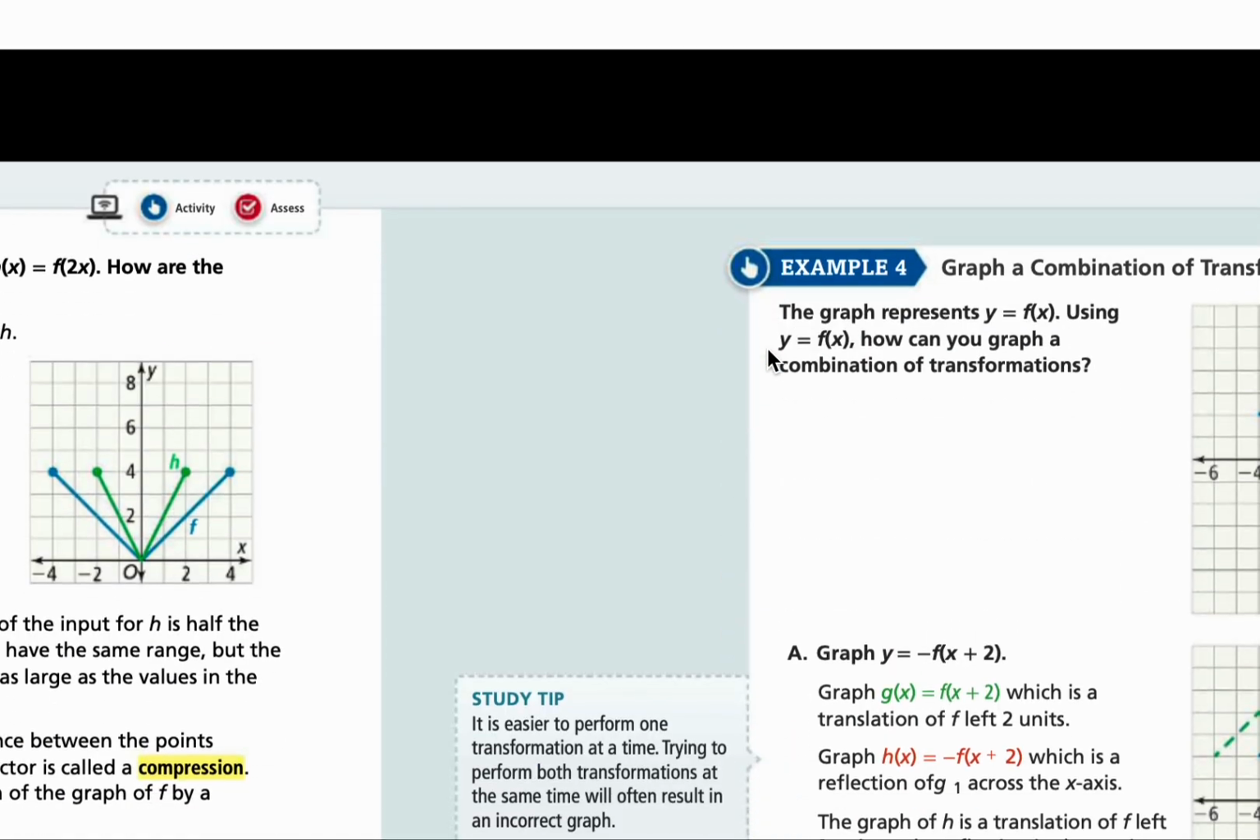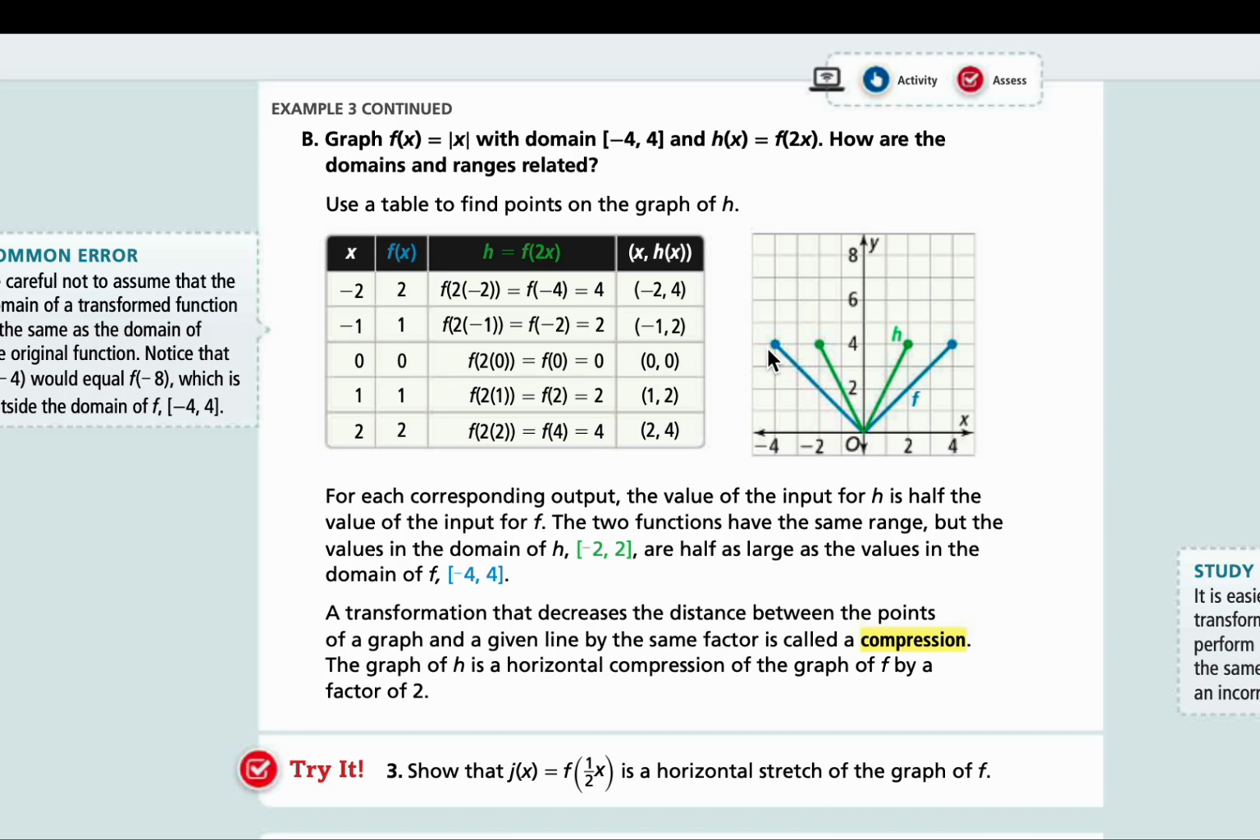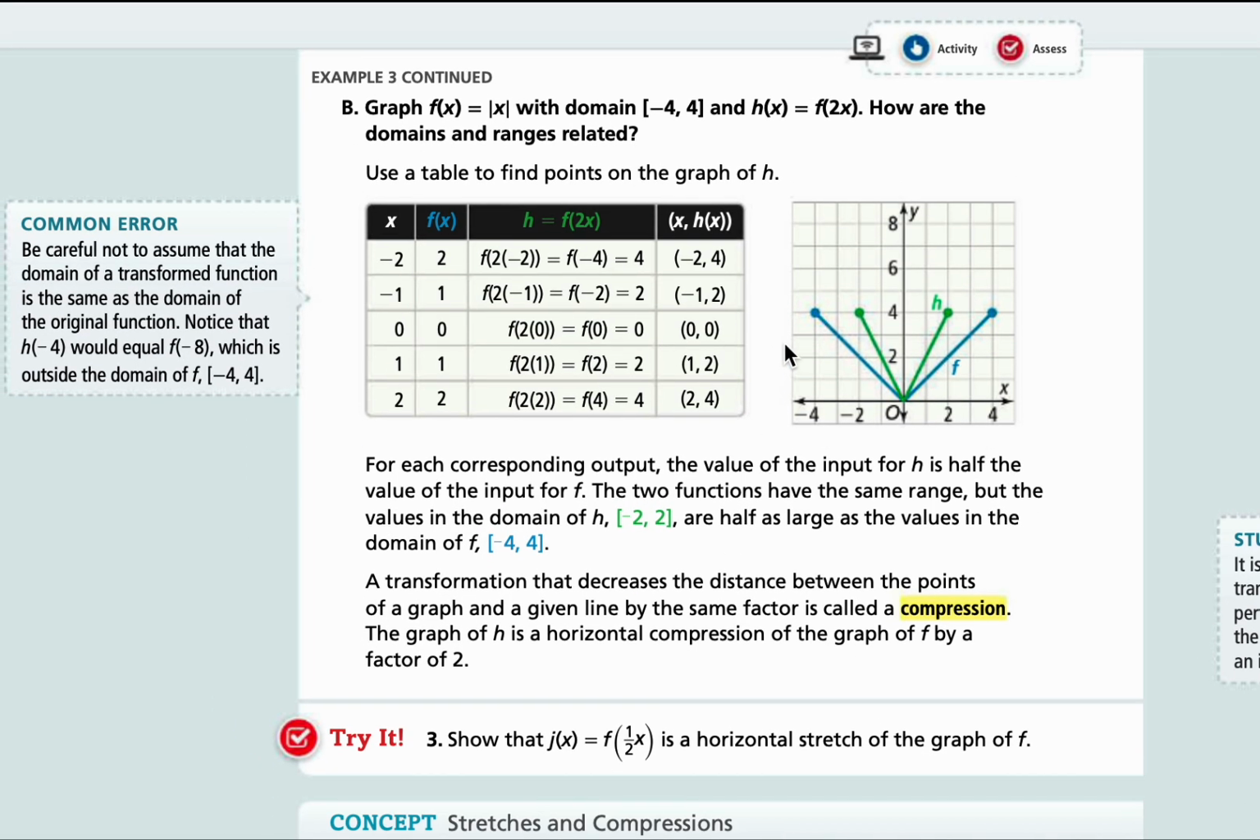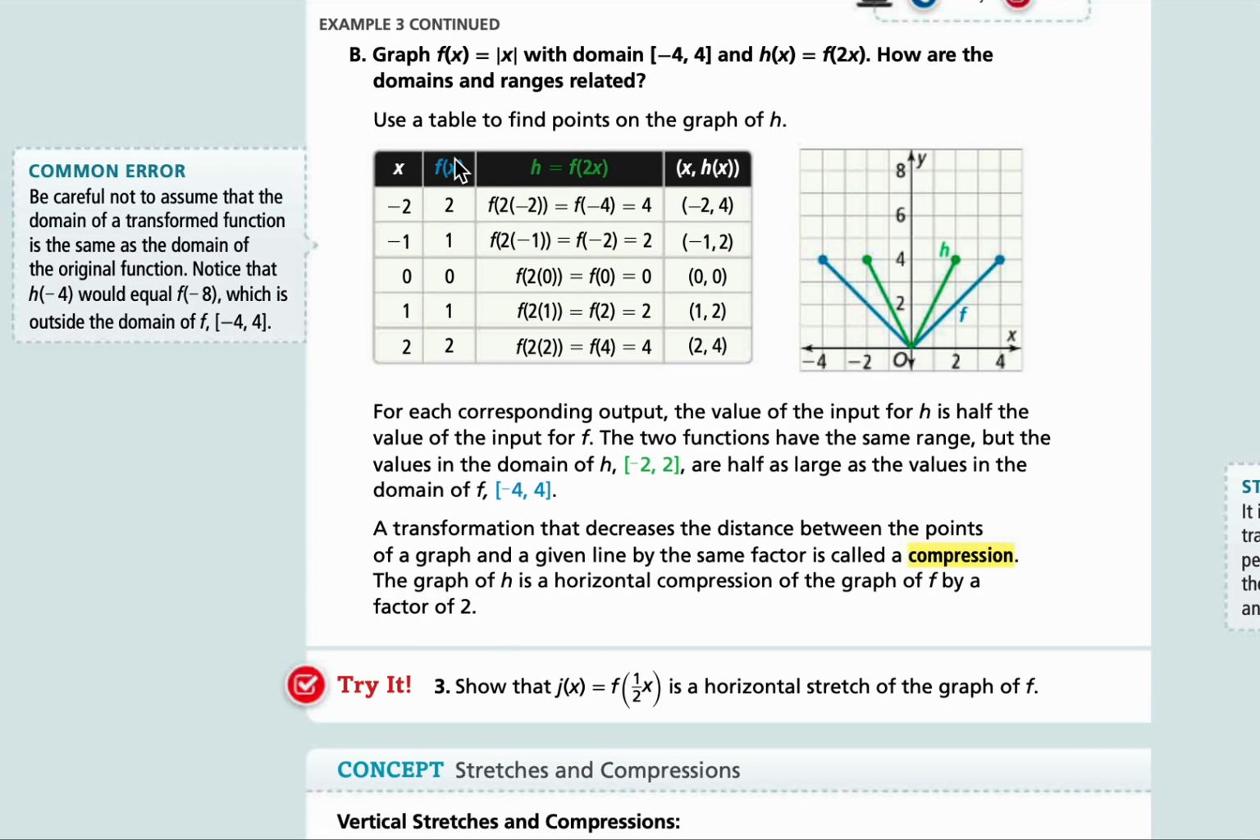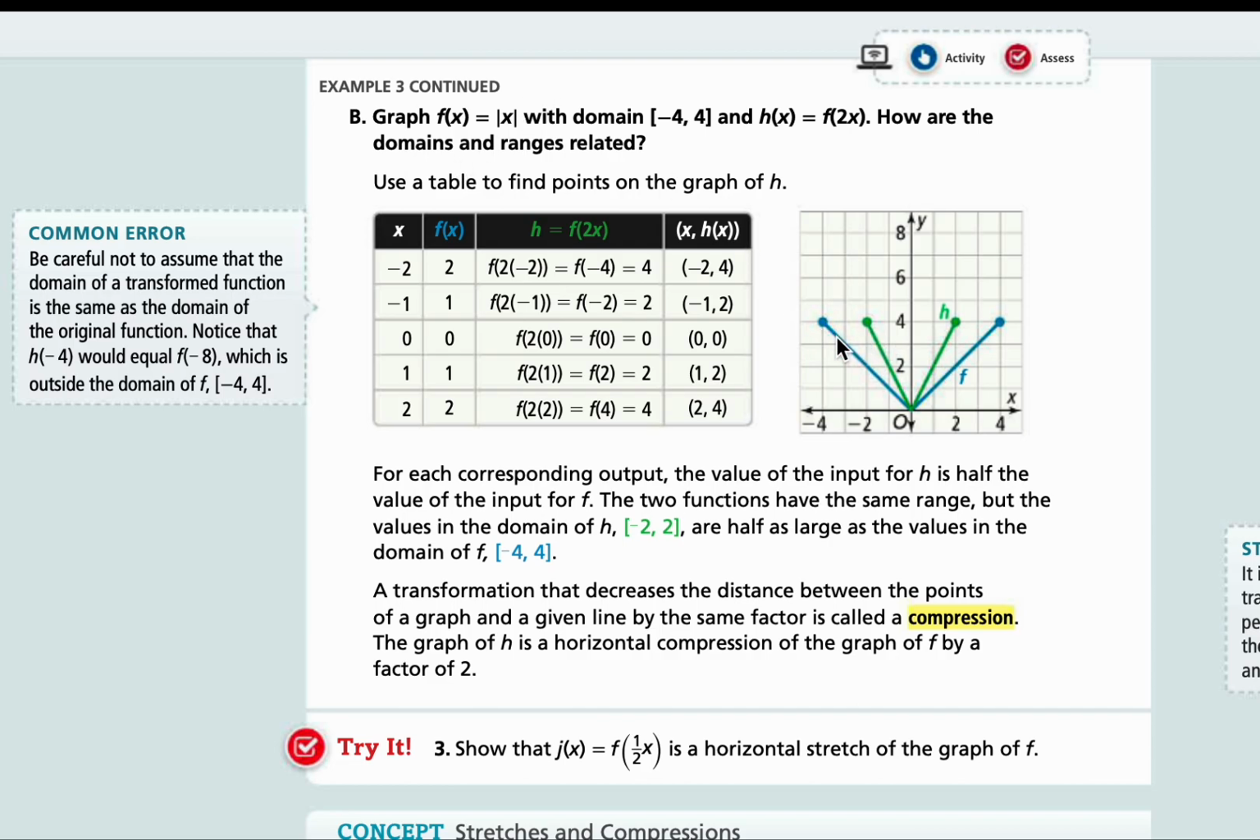Let's look at another example of stretch or compression. So what if you are not stretching? What if it actually gets smaller, right? So let's look at part B. So we're using the same function, f of x is equal to absolute value x, same domain, -4 to 4. But now our h of x is equal to f of 2x. Okay, so now we can see that we're multiplying 2 to x.